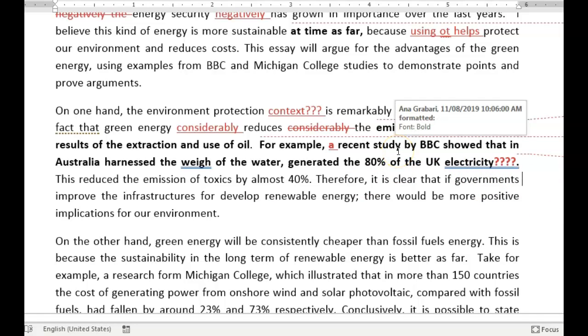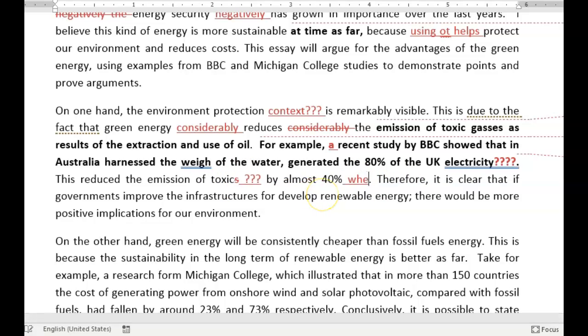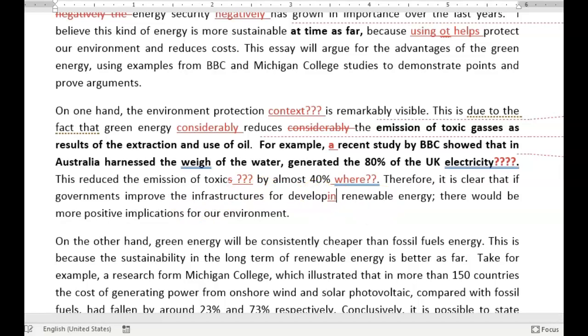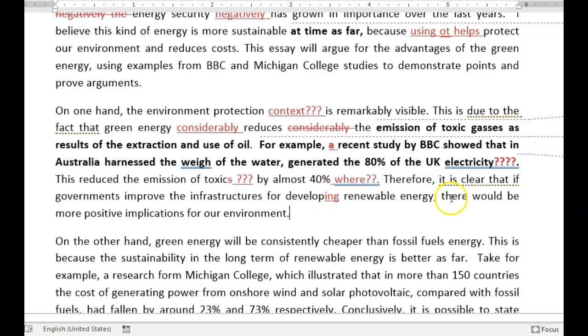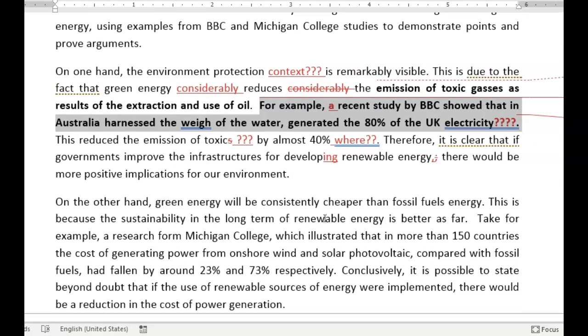So an error in language use probably leads to a massive lack of comprehension and affects your task achievement, coherence, and everything. "This reduced the emission of toxic..." what, by almost 40%. Where? In Australia, in UK. "Therefore, it is clear that if governments improve the infrastructures for developing renewable energy, there would be more positive implications for our environment." Okay, great. But I didn't understand how the developing infrastructure works because of the language confusion in the sentence. Sorry about that. I understand the general intention, but unfortunately, this needs work.